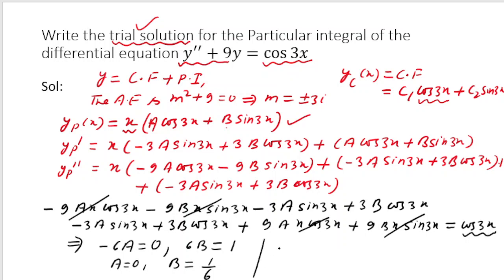So what is the final solution now? Final solution is y is equal to yc plus yp. So for yc I have got c1 cos 3x plus c2 sin 3x, and a I got 0. So the particular integral will be what? Particular integral, a is 0, so I will just get b.